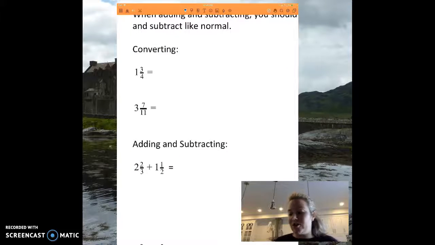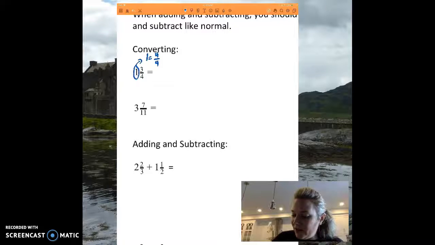So let's practice converting. Okay, so the very first thing we need to do is practice converting from a mixed number to an improper fraction. Okay, so what we're going to say is, I have to take this whole number, and I have to make it into a fraction with the same denominator. So 1 is the same as 4 over 4. Okay, so if I have 4/4, I have one whole number. So what I actually have here is 4 over 4 plus 3 over 4, which is going to be 7 over 4.